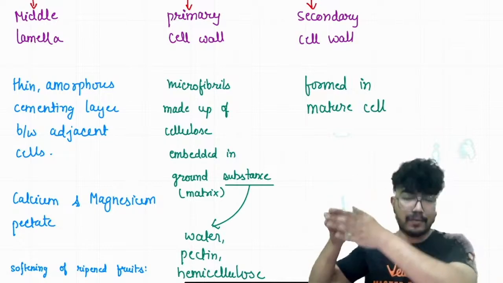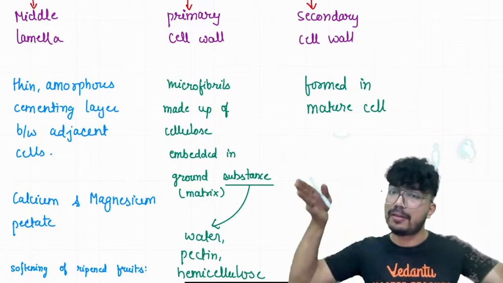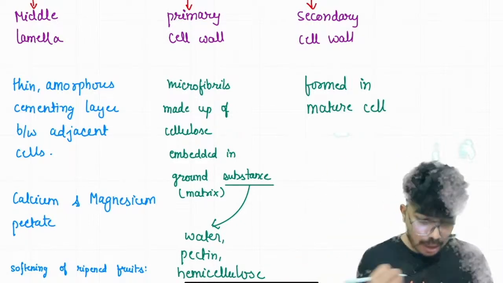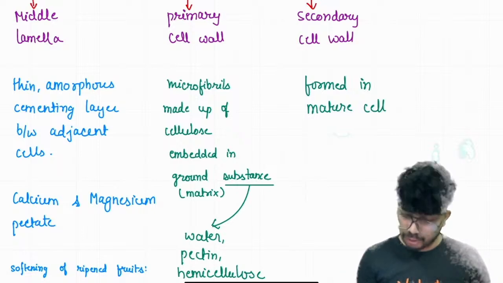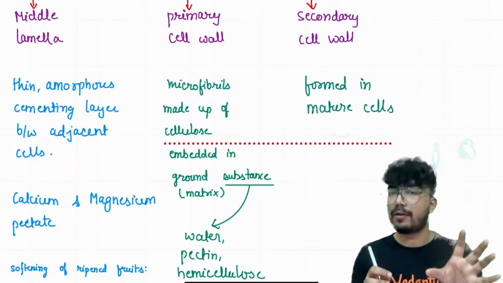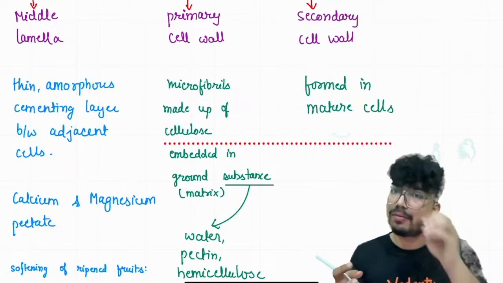So you have the primary cell wall, then you have the secondary cell wall, and then you have the plasma membrane. That means the secondary cell wall lies between the primary cell wall and the plasma membrane. This is what you have to keep in mind. So it is formed in mature cells. The chemical composition is very similar to that of the primary cell wall, but in addition to these substances, you have some other substances like lignin, suberin, cutin.